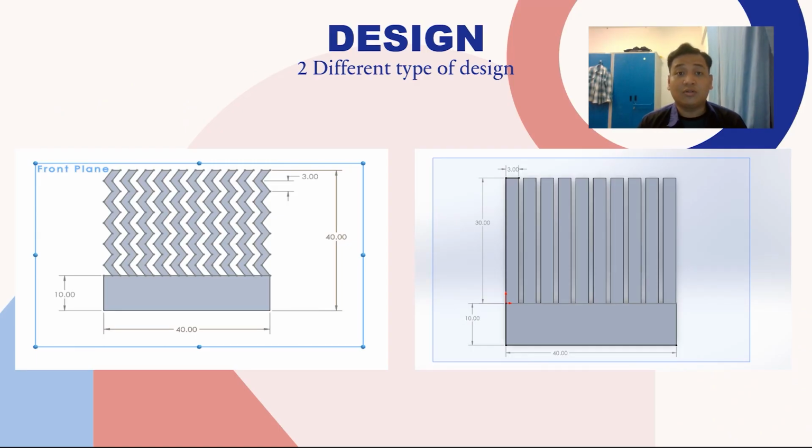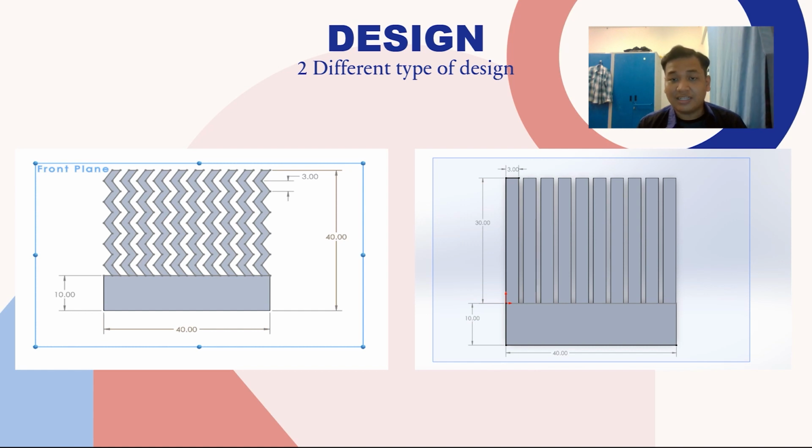There are two types of design that we prepared. The first one is a zigzag pattern. On the left, there is the dimension for the zigzag pattern. For the base, the height is 10 millimeters, and the height of the zigzag pattern from the base is 30 millimeters. So overall, it's 40 millimeters, and the zigzag pattern exposed area is 3 millimeters.